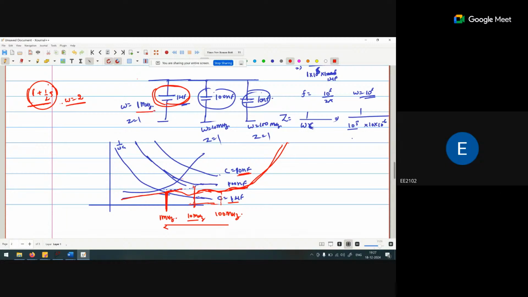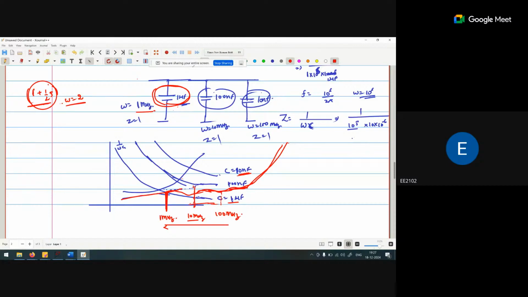what is the effect of this capacitor, and at what frequency? Only at 1 megahertz. So we are considering that 1 megahertz provides the minimum Z value. After that there is no effect. Why? Because when we increase the frequency, my Z out will increase. Basically Z out will start increasing.